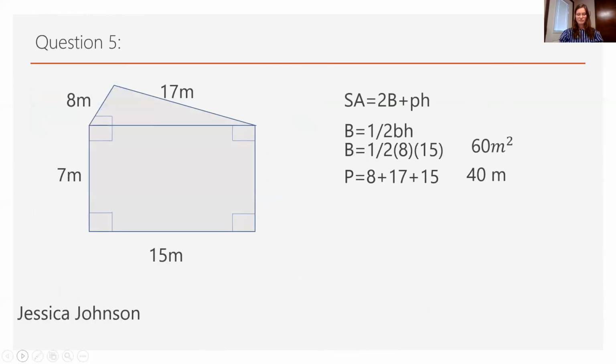Now plug in the numbers for the surface area formula. The formula will look like this. SA equals 2 times 60 plus 40 times 7, which equals 400 meters squared.